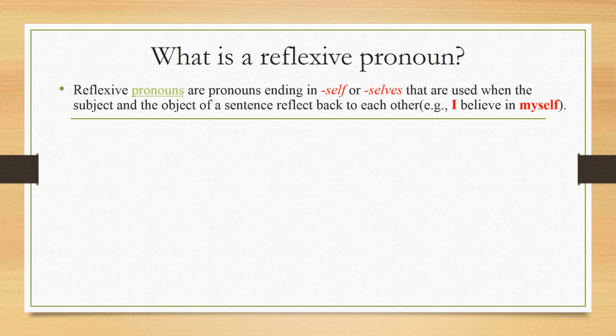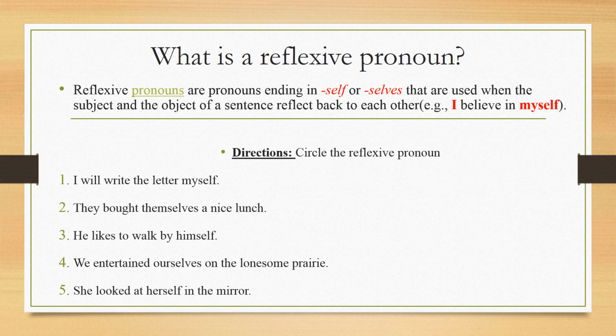What is a reflexive pronoun? Reflexive pronouns are pronouns ending in self or selves that are used when the subject and the object of a sentence reflect back to each other. For example, I believe in myself. I is the subject and it reflects back to myself, the reflexive pronoun.